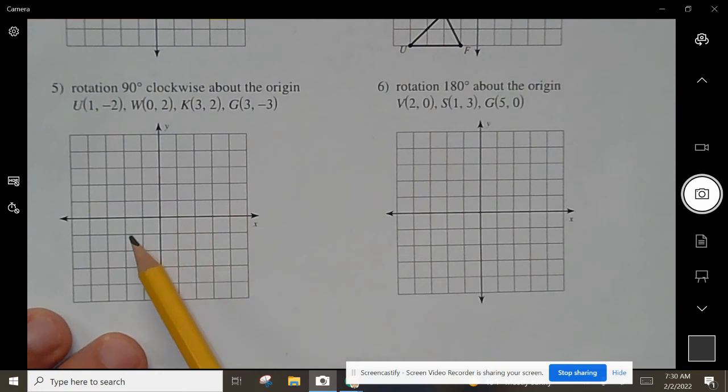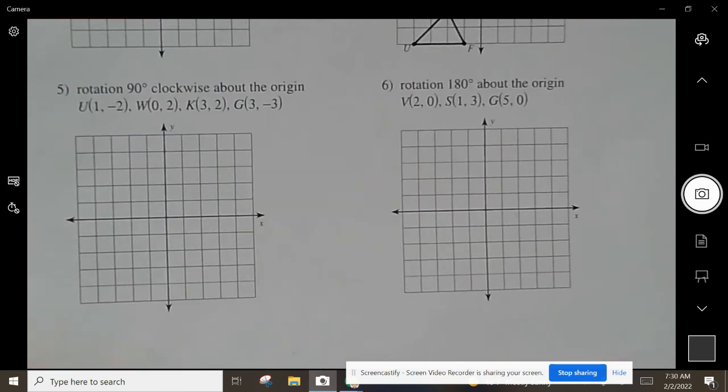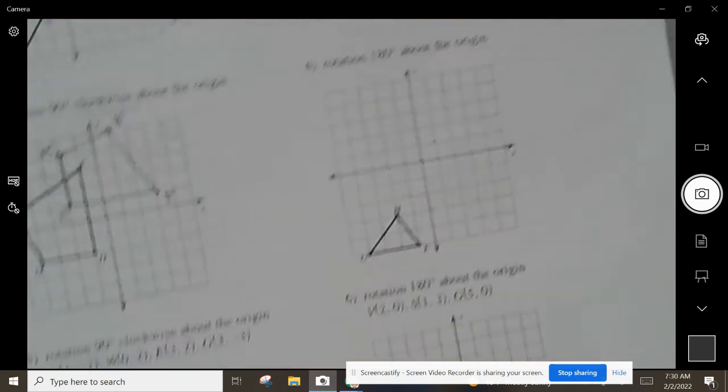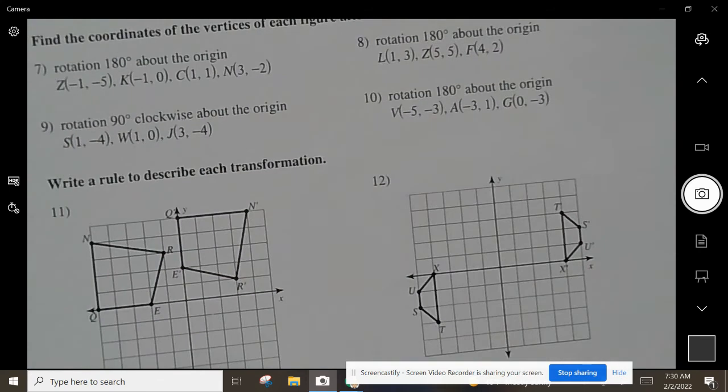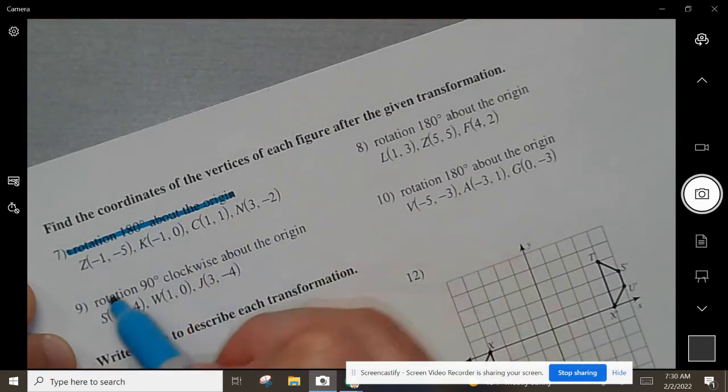And look at your partners and see if you have the same kind of answer. Do the same for number 6, all right? Plot them out. Do the best you can on here, all right? Then flip it over. I'm going to cross some work out. So the top part deals with the rules. I'm going to cross number 7 out and number 8 out.